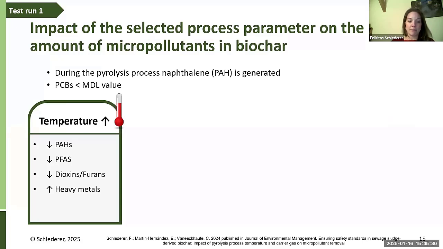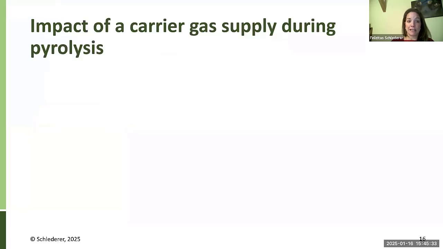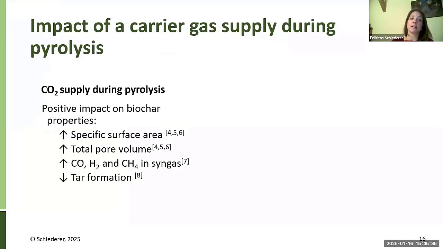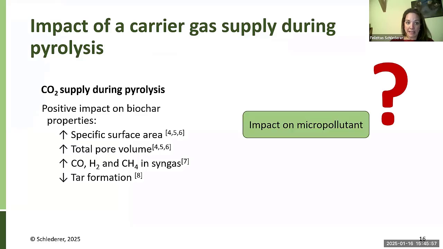Okay. I mentioned already the carrier gas supply, and this idea came up as I was seeing some studies which showed that CO2 supply during the pyrolysis process has benefits for the biochar properties. It is increasing the surface area and the total pore volume. It has benefits for the synergies, and it is also reducing the tar formation. However, by adding CO2 in this pyrolysis process, we have no idea how it impacts the micropollutant concentration, which brings me back to the plan where we run again some tests.